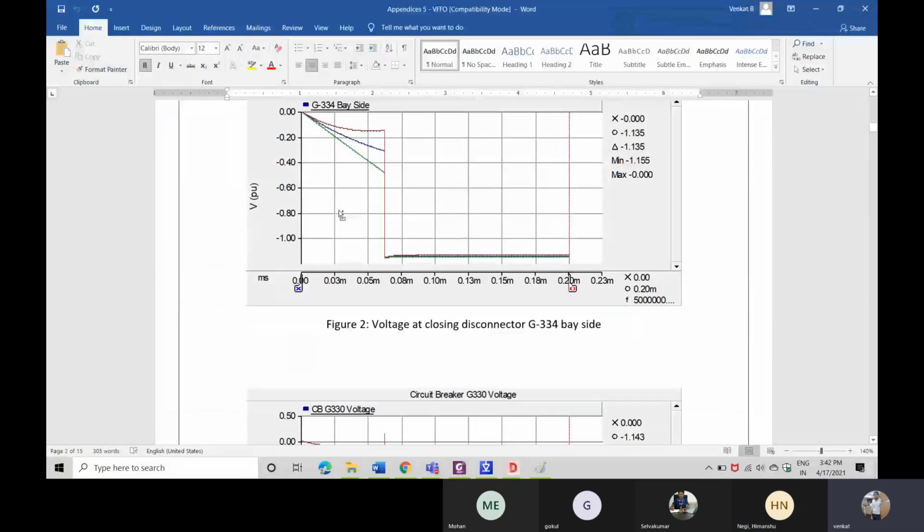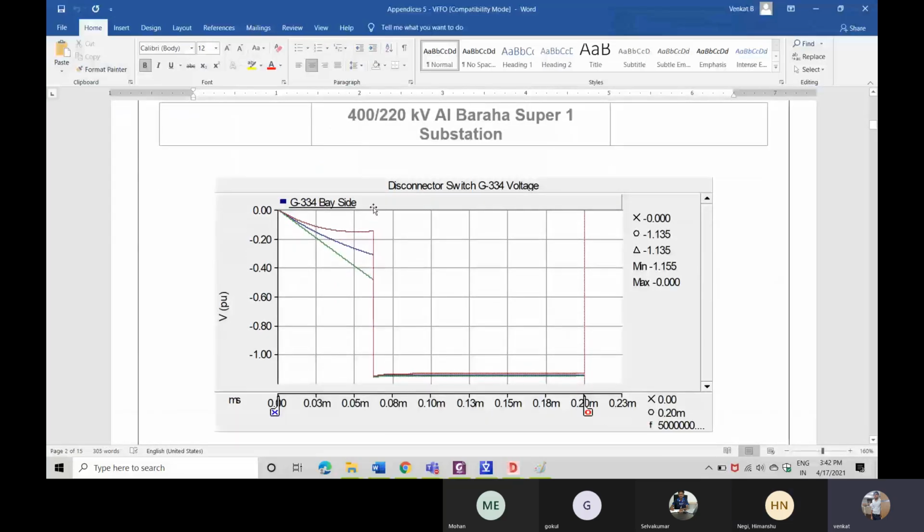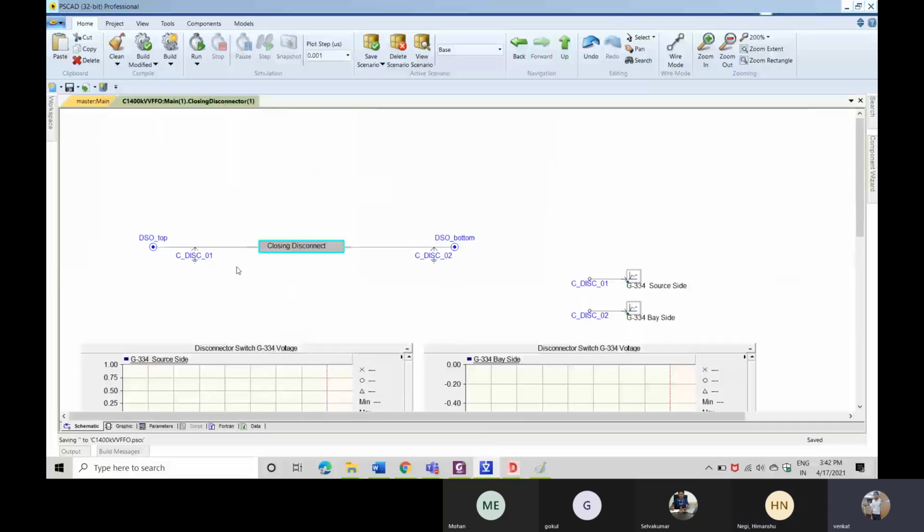I have shown here, right? This is on the other part of the disconnector. Yes, I will show it in the simulation. This is the closing disconnector. In this closing disconnector, I have measured the voltage on the left side, which is an AC port, and on the right side, which is a DC port.